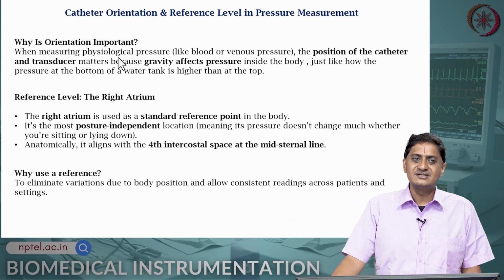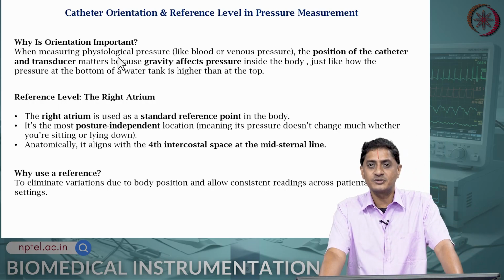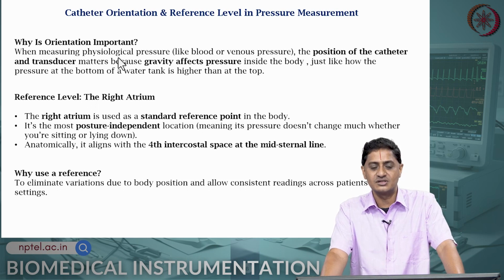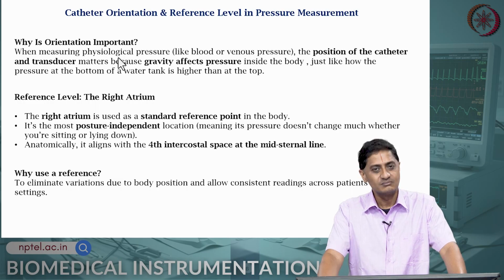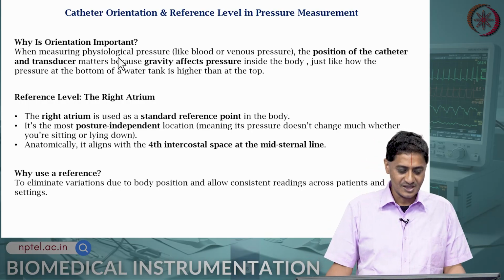Another challenge is the challenge of orientation. When you measure physiological pressure like blood pressure or venous pressure, it is absolutely critical to decide where you will place the catheter. The position of the catheter and the transducer absolutely matters, because gravity affects blood pressure inside the body. For example, if you have a water tank, the pressure at the top of the tank is much lower than the pressure at the bottom of the tank. Why? Because of gravitational potential energy.